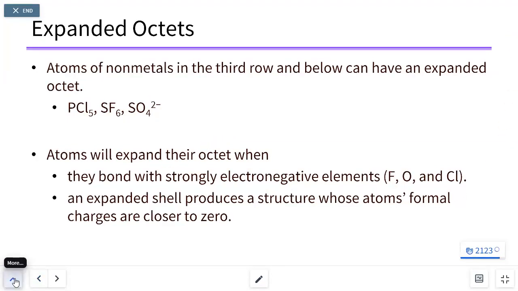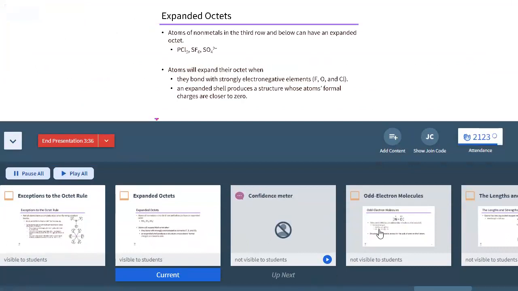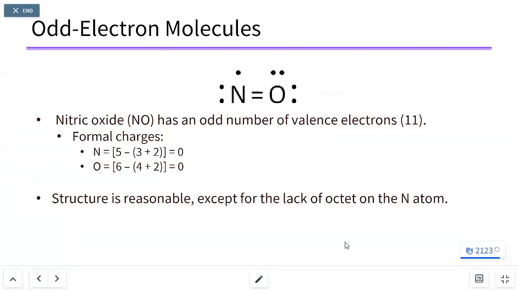So that's one concept that we wanted to talk about because it was something that we saw in the I3 ion. It was something that we might see in a couple of these other examples in the assignment 7-3. And we want to be aware of those kinds of things so that we can draw the correct structure when possible.